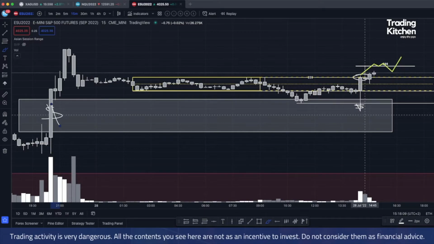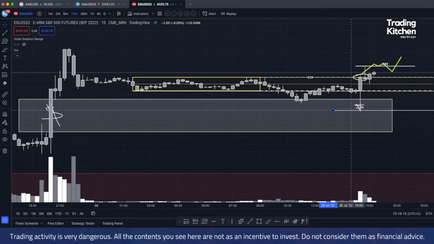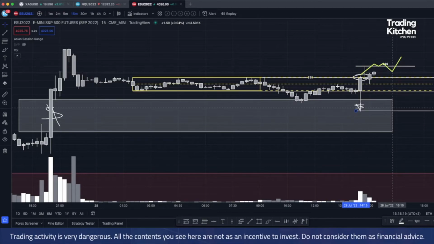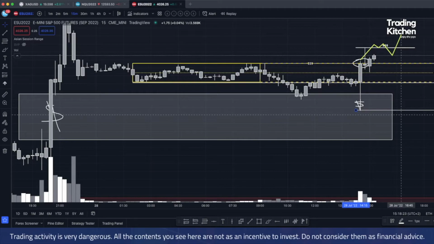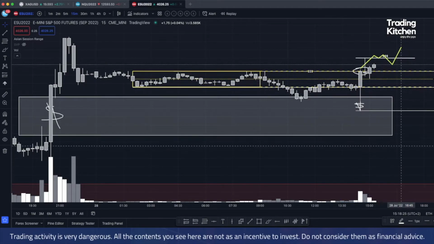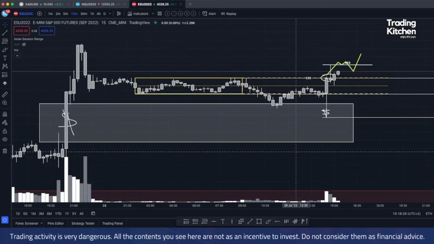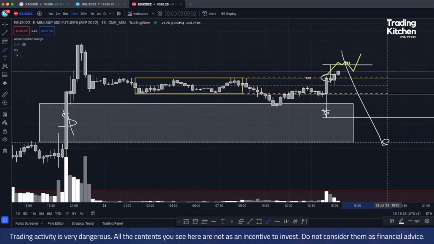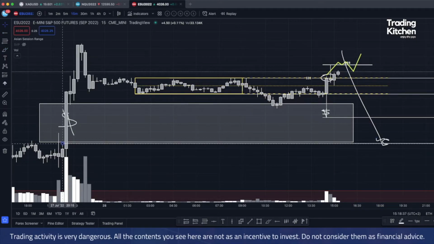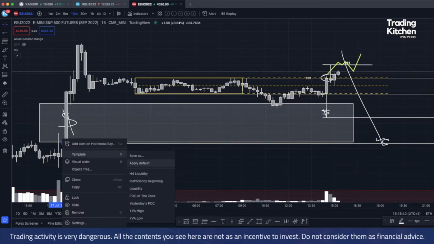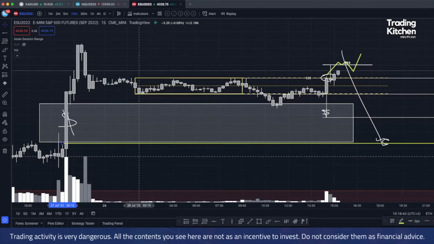Okay, maybe not today, maybe not this year, but what does it mean? It means that price will probably go and take all the orders below this liquidity level until it takes everything in this gap. Every order will be mitigated, until here. Okay, that's the reason why I highlight all the inefficiency here.